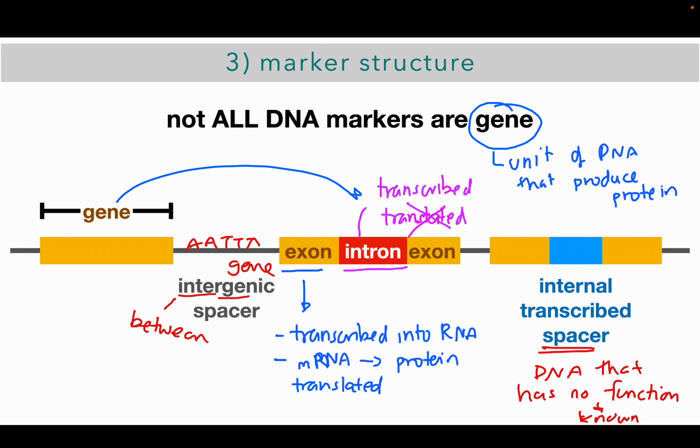So which part among these 4 things, exon, intron, intergenic spacer, internal transcribed spacer, cannot be wrong? They have to be correct all the time, very strict. The genetic code has to be really conserved. Which part? Exon, right? So usually exon is very conserved.